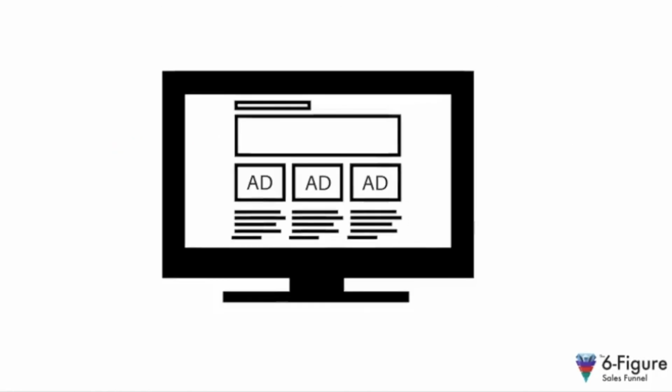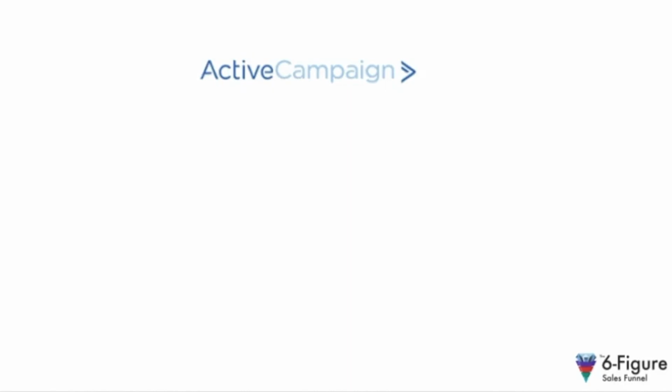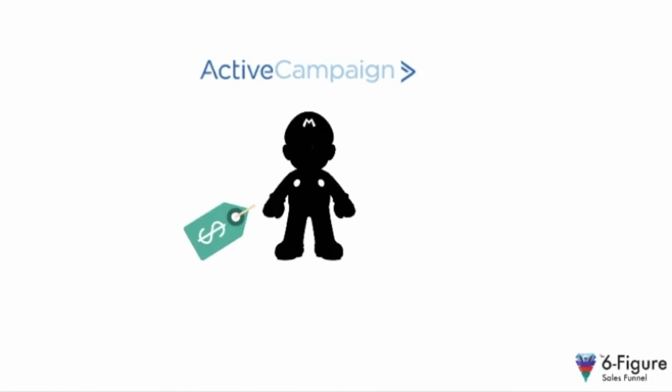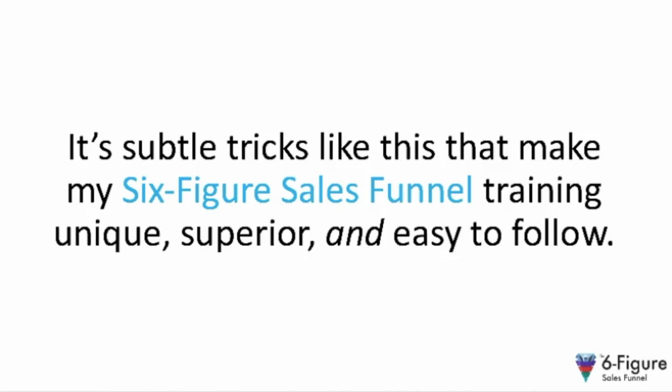Moreover, the retargeting message shown at each level is relevant to wherever the customer last left off in their journey through the funnel. Further, by using a tool like ActiveCampaign, your subscribers are tagged when they make a purchase, so the funnel system knows to automatically pause and wait before proceeding to the next level. This way, you don't burn out the relationship with the prospect, but you still maximize the dollar value of the relationship with each new or repeat customer. It's subtle tricks like this that make my 6-figure sales funnel training unique, superior, and easy for you to follow.